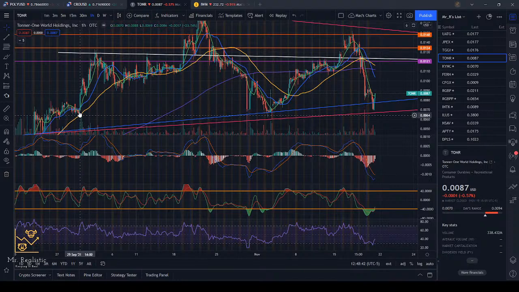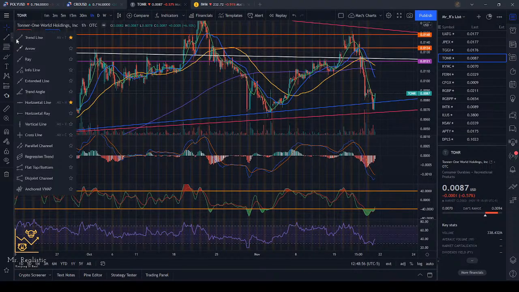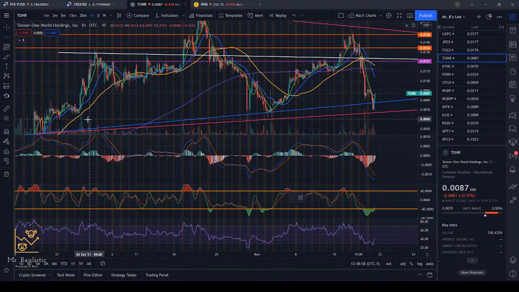Okay, it looked like it found support right around this area right here. It bounced off of this support line, 70, right here. Okay, that was our support for it. So it's holding this support line right here. If you're looking for your supports, you take your horizontal line.